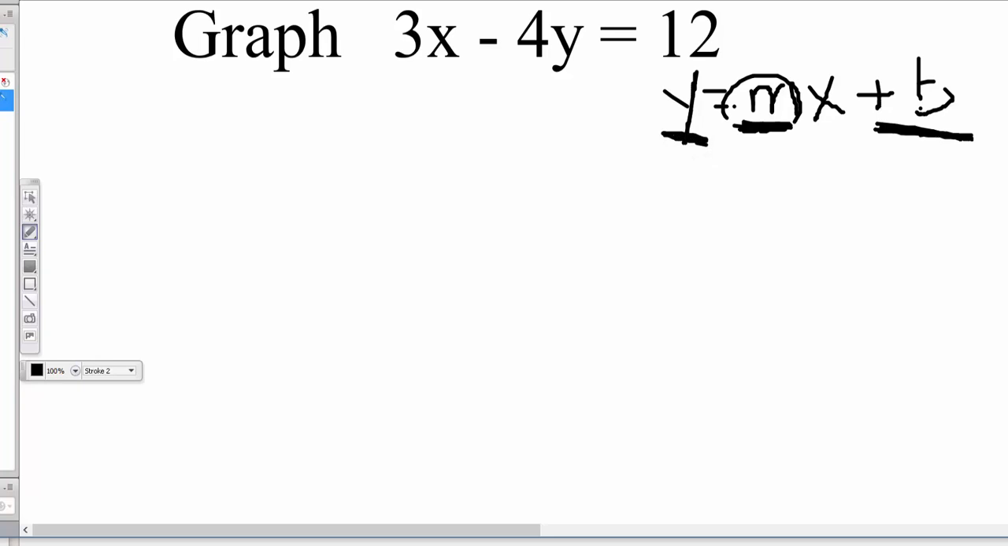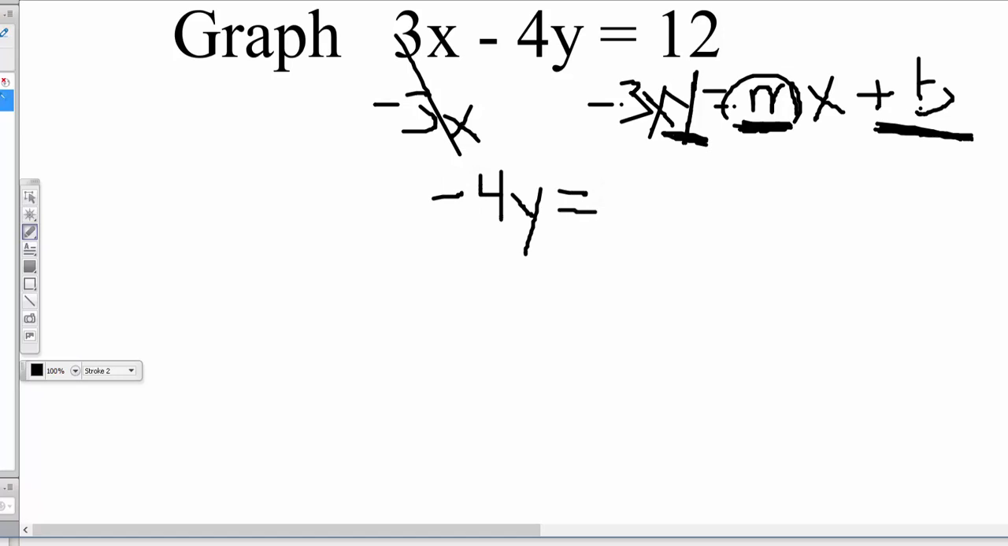So if I need to get y all by itself, the first thing I'm going to be doing here is subtracting 3x from either side. On the left-hand side, 3x minus 3x is going to cancel. I'm going to drop down the minus 4y is equal to.